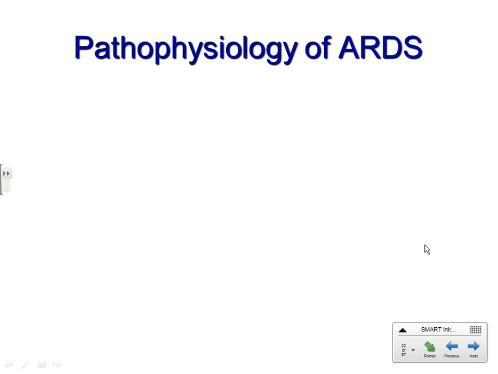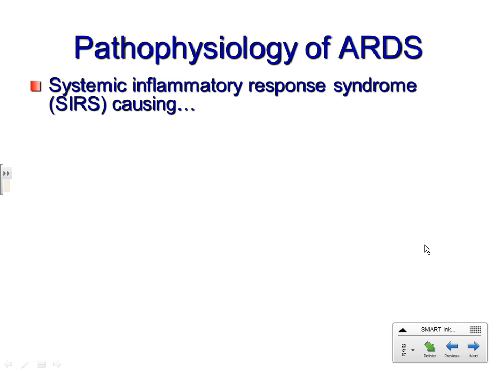Then we have ARDS, acute respiratory distress syndrome. Totally different pathophysiology from acute respiratory failure, because this is a systemic inflammatory response. We have a very severe inflammatory response. Now, what happens normally when you have an inflammatory response? What does your body do? What does it send? What does it deliver? What does it create? A little bit of an A&P review here.